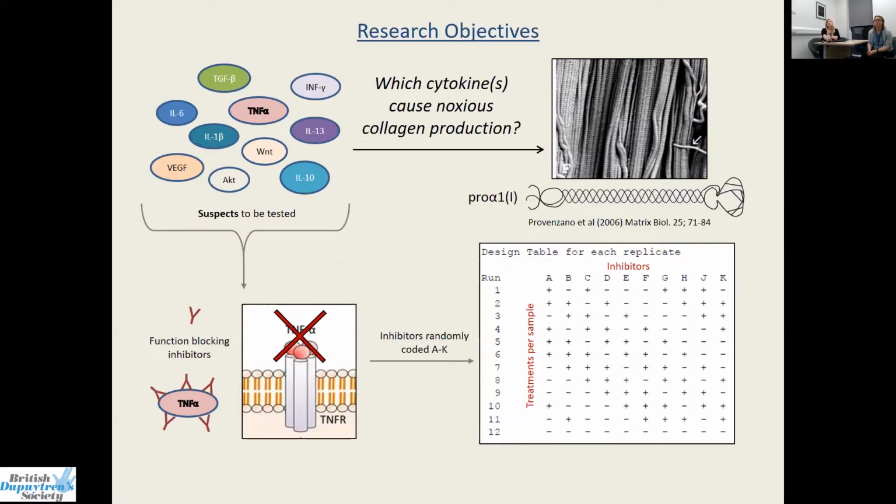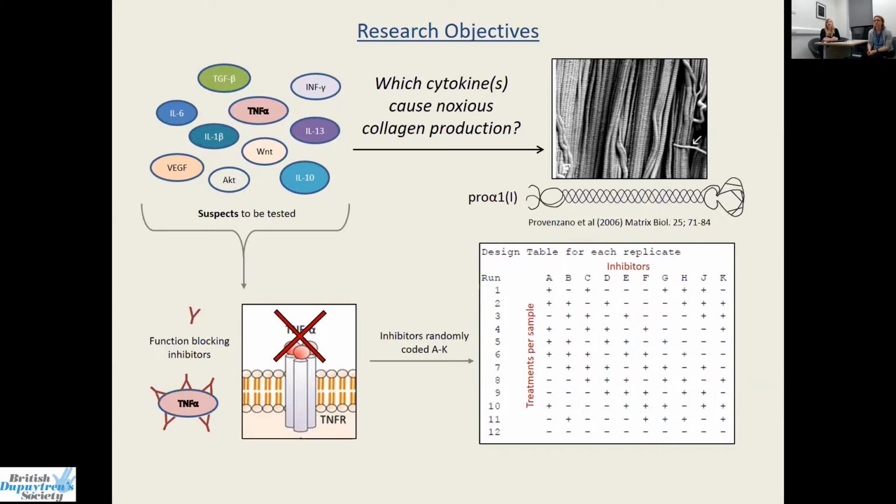We want to know which cytokines are actually responsible for causing this abnormal collagen production. So we've identified a panel of 10 cytokines that are effectively our suspects. We think they may be involved, and they are out there in the literature as being implicated in the abnormal collagen production.